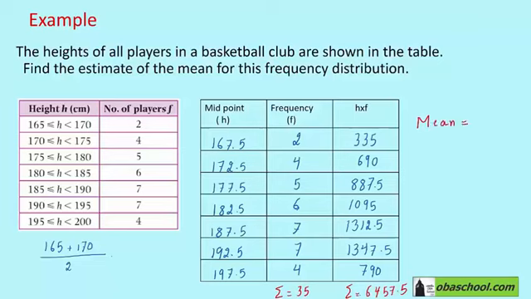So the mean is equal to the sum of all values divided by the number of those units. So 6457.5 divided by 35 players is equal to 184.5. So the mean is 184.5 centimeters.